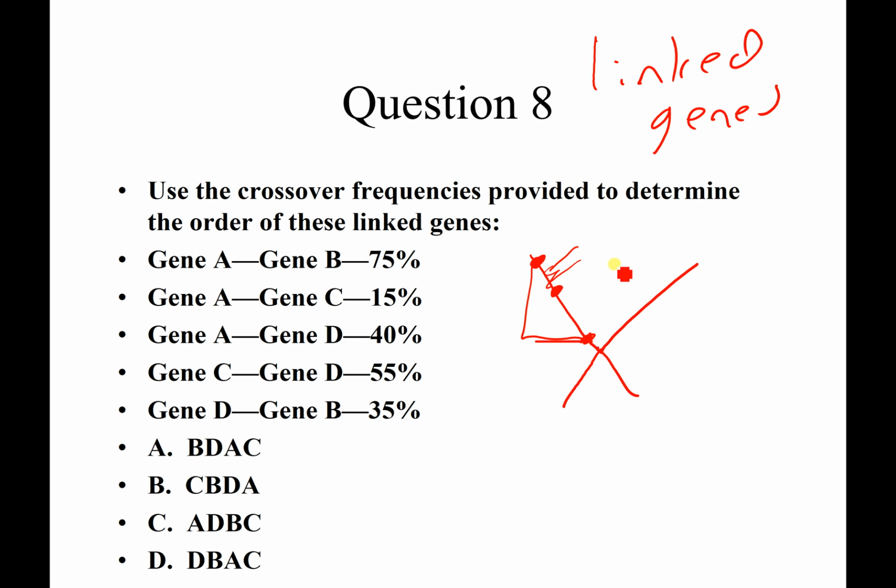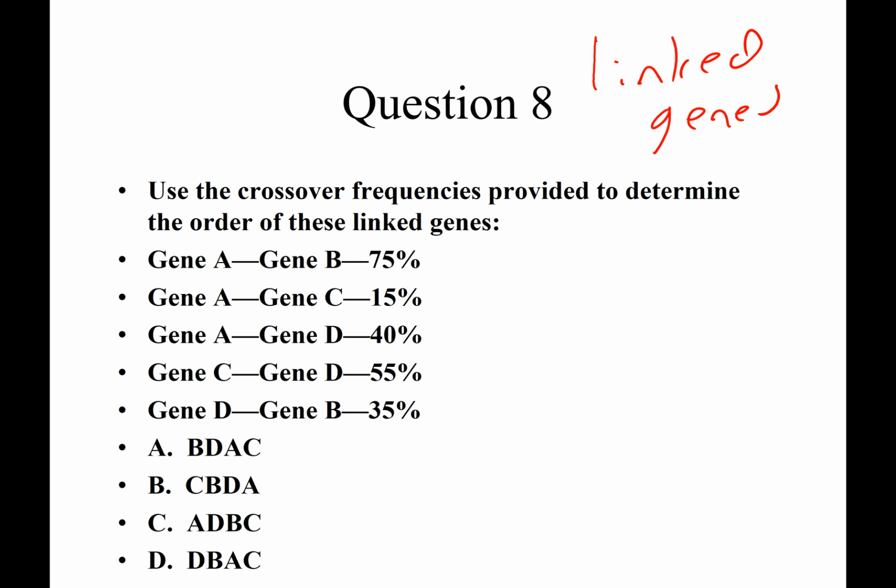So we can use the frequency of crossover almost like an estimate of length. The more two genes cross over, the further apart they are, is essentially where we're going. We can use that to do what's called gene mapping, to essentially determine the relative order of the genes on a chromosome, the relative order, let's say, of linked genes on a chromosome. So let's see what we got here.